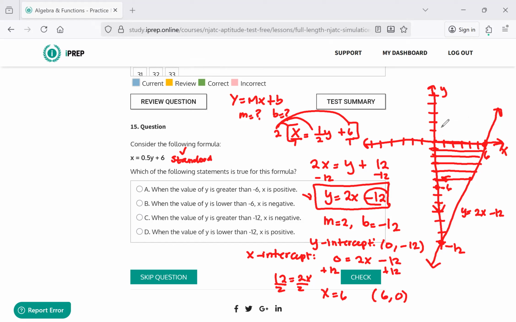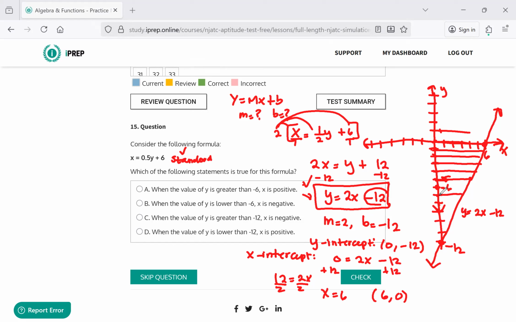And then if you go even beyond, like 1, yeah, definitely true. This is definitely true. What about, I just want to show you, why doesn't the rest work? So what about B? When the value of y is lower than -6, x is negative. So anything below -6, so that includes -7. So at -7, when the y value is -7, what is the x value?